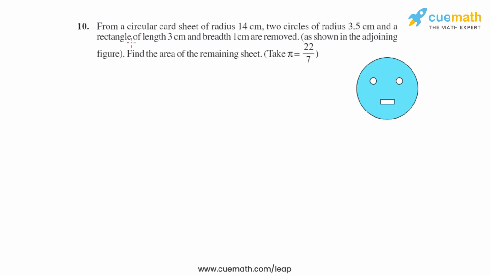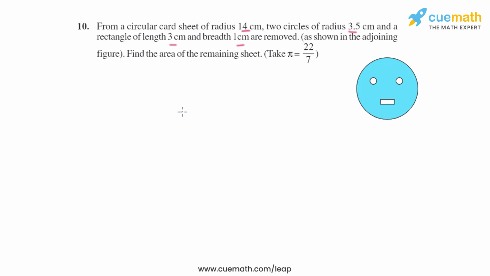Question 10 of this exercise says, from a circular card sheet of radius 14 cm, two circles of radius 3.5 cm and a rectangle of length 3 cm and breadth 1 cm are removed. Find the area of the remaining sheet. So as we can see in the figure, two circles of radius 3.5 cm are removed and a rectangle of length 3 cm and breadth 1 cm is removed.